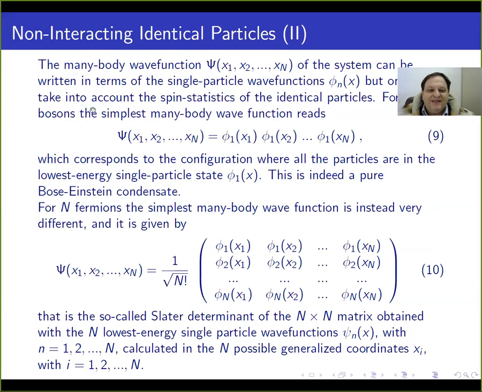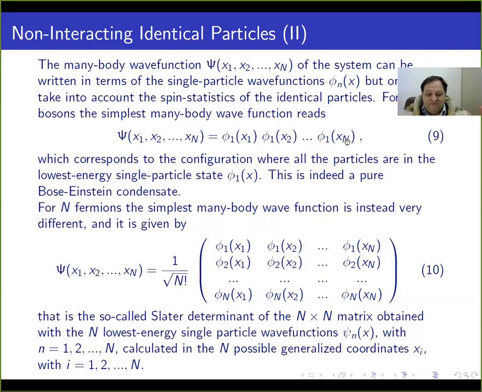So your capital psi, which is a function of x1, x2, etc., can be written as the product of single particle wave functions, but which are the same. You see, the subindex of phi is the same, and obviously each wave function depends on its own generalized coordinate. Here you have x1, x2, xn.